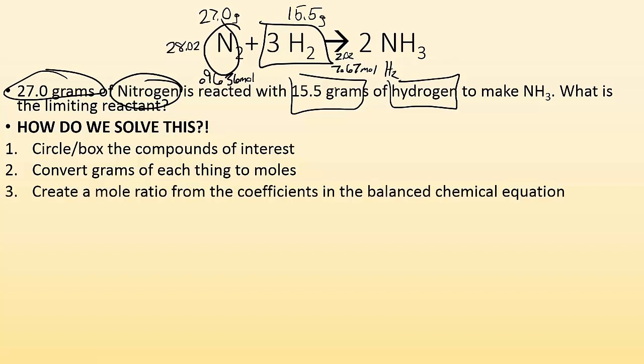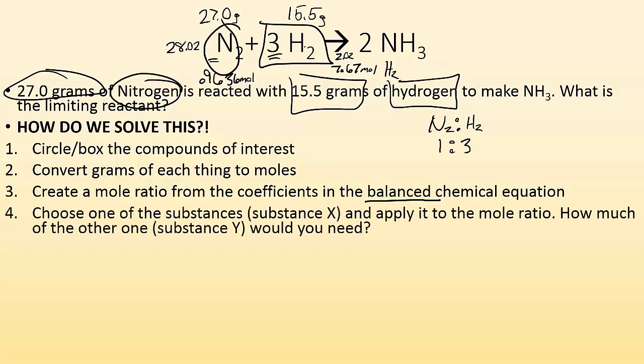Now I need to create a mole ratio from the coefficients in the balanced chemical equation. And it's important that it is balanced. Sometimes they'll give you a chemical equation that needs to be balanced because they want to double test you. Do you know how to balance and then do this stuff? This one is balanced already, so we don't have to worry about that. Well, my N2 to H2 ratio is going to be 1 to 3, right? Because the coefficient in front of N2 is 1, in front of H2 is 3.